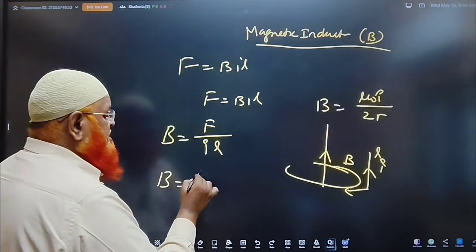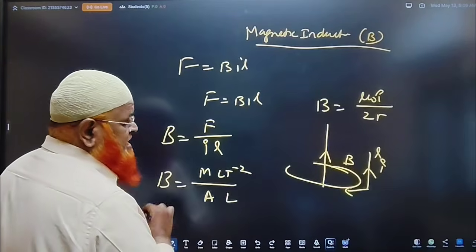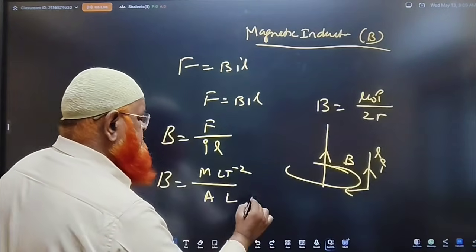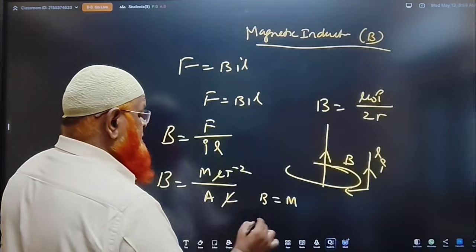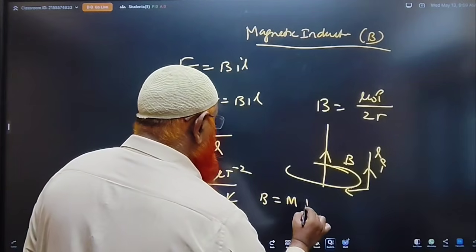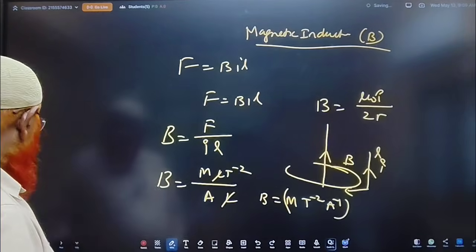So B: F means ML T⁻², I means A, L means L only, the length of the conductor. Very simple to derive. LL gets cancelled, so L is not present. Just M T⁻² A⁻¹ is going to be the dimensional formula for magnetic induction.